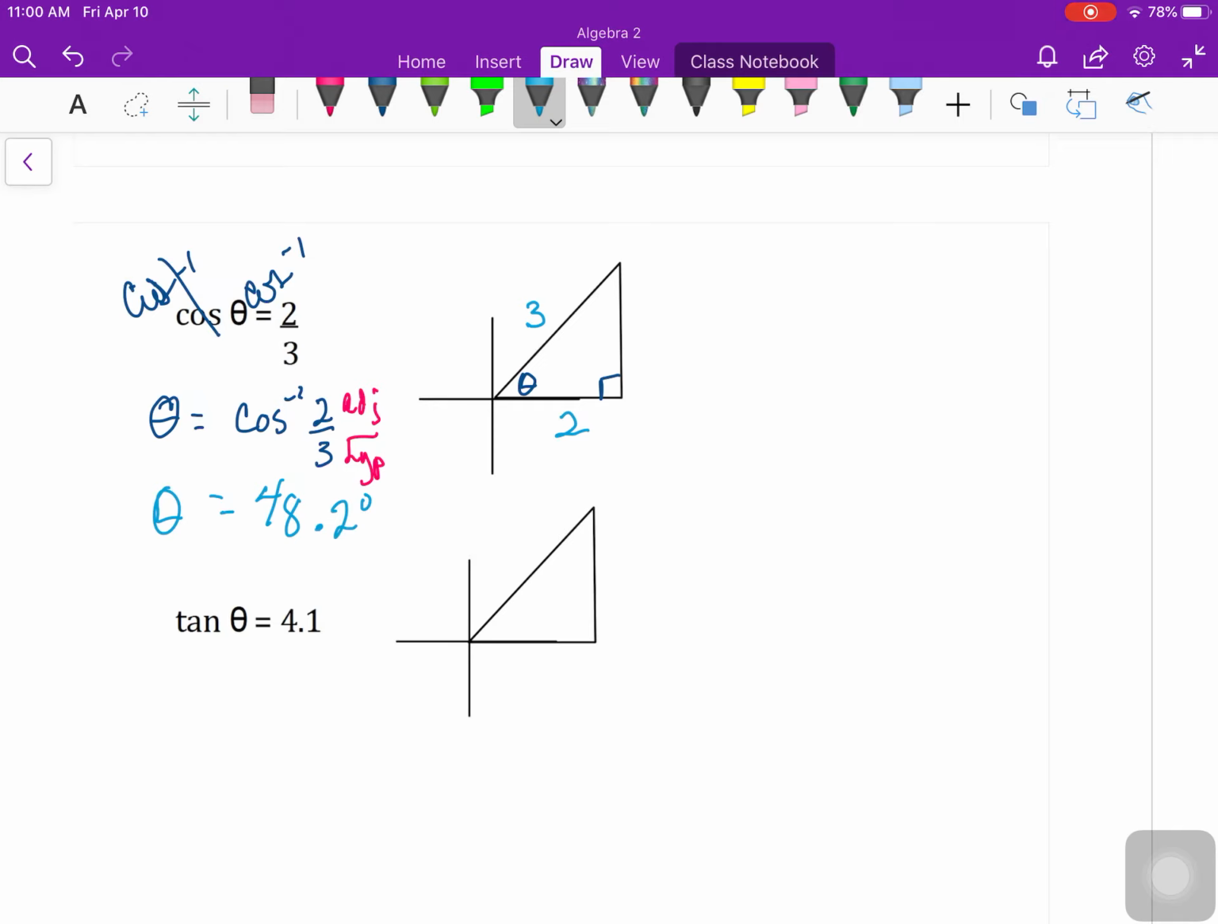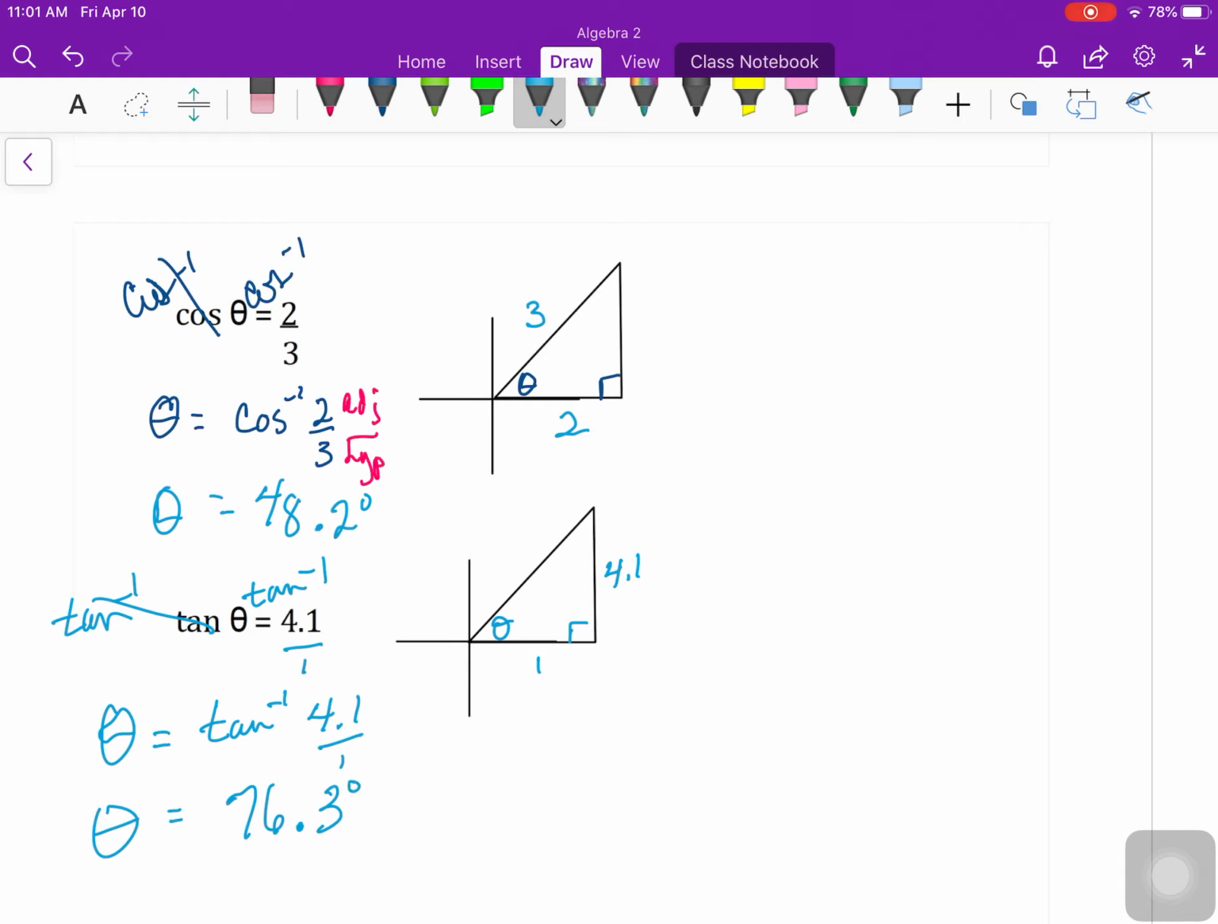4.1, tangent inverse. Tangent is opposite 4.1 over adjacent 1. Again, no special triangle, so to solve it, I'm going to have to do tangent inverse. So theta equals tangent inverse of 4.1. So I go to my calculator. Second tangent of 4.1, and I get 76.3 degrees.